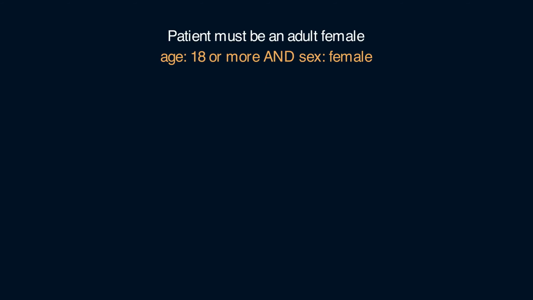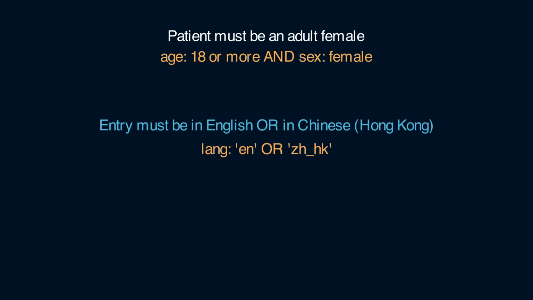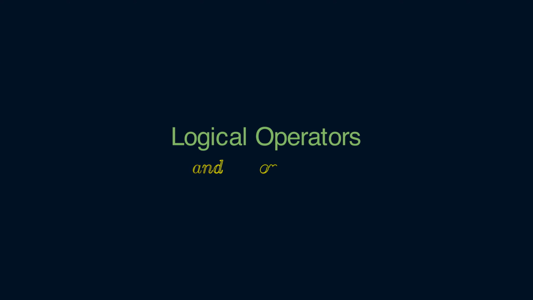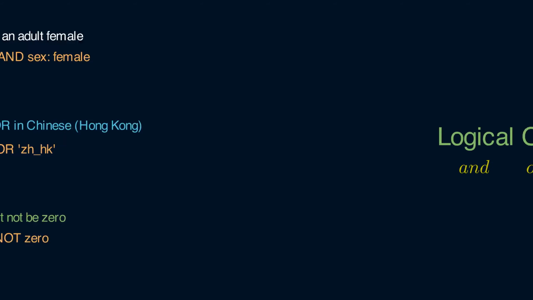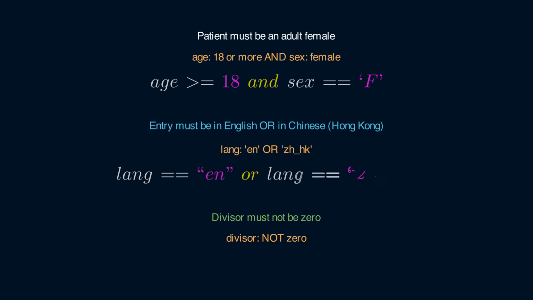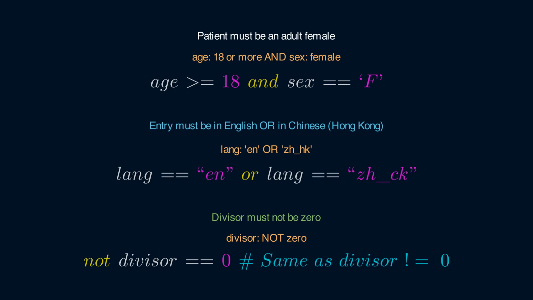What if we need to check multiple conditions in the same expression? Consider these example scenarios. Logical operators, and, or, not, help us combine Boolean expressions. This is how we use them in expressions, just like in English.